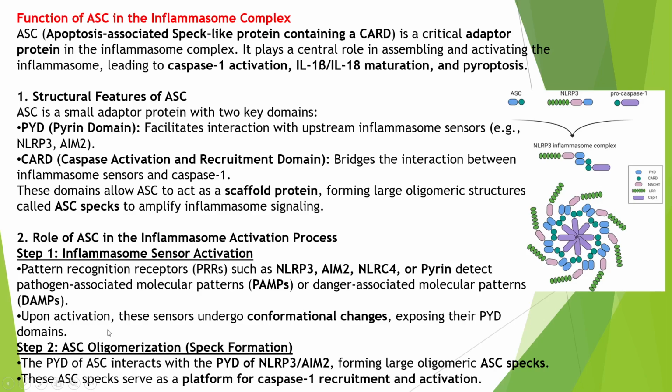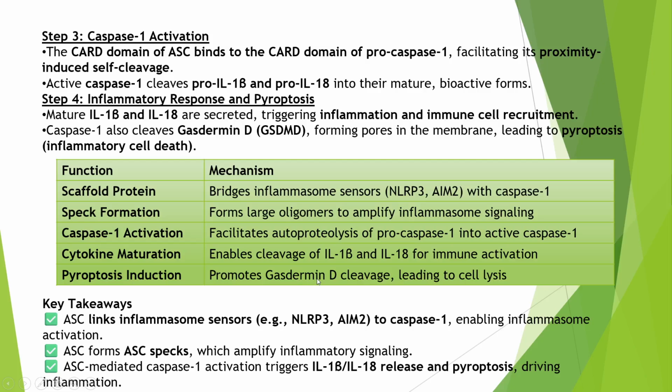And then upon activation, these sensors undergo conformational changes, exposing their pyrin domains. So now, because the pyrin domains are exposed, it will help in ASC interaction between the NLRP3 and AIM2, forming a large oligomeric speck. So this is ASC oligomerization or speck formation. These ASC specks serve as a platform for caspase 1 recruitment and activation.